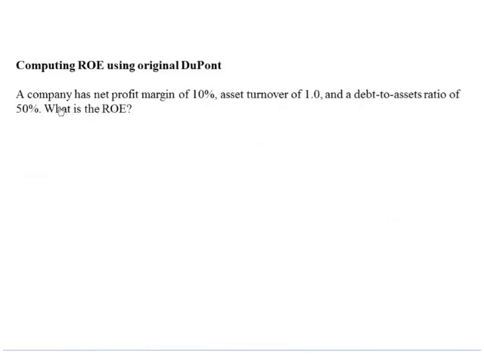So let's do one more example. A company has a net profit margin of 10%, asset turnover of 1 times, and a debt to assets ratio of 50%. What is the ROE? Please note that the question in the exam will not come with a heading that use original DuPont. So please make sure that you've practiced enough questions to know what is the best way to go about once you read the question.